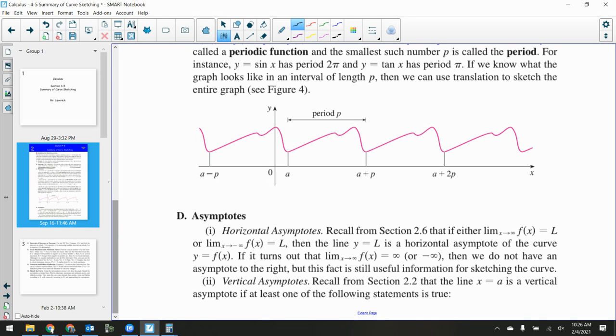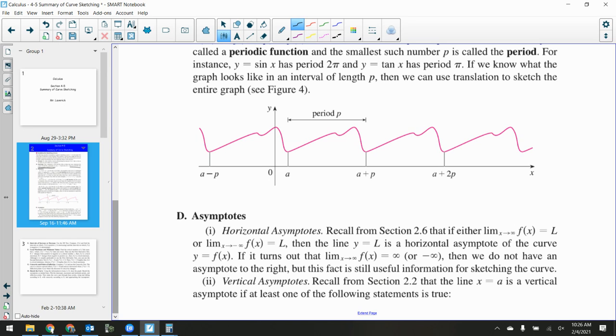So say the limit as x approaches infinity of f of x is equal to 2. Then on the right side, it's going to flatten out to 2, right? Same thing going to negative infinity. If, as x approaches infinity, positively or negatively, the function goes to one number, then it will go to that value. That's a horizontal asymptote, okay?